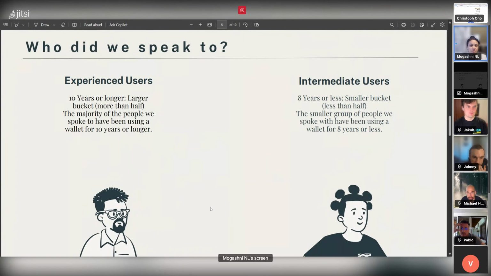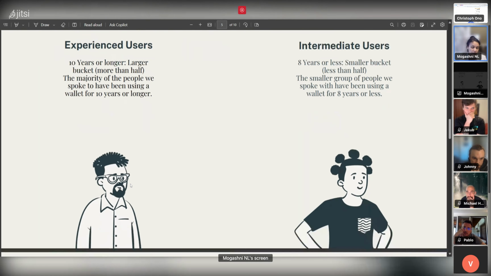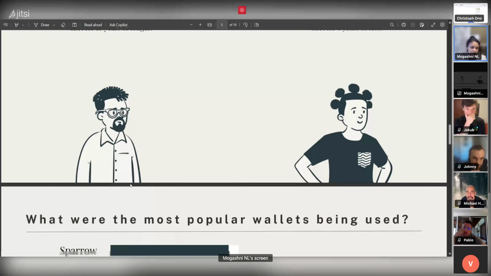What actually came up from speaking to the people is that the people who are currently using Core have been 10 years or longer in the Bitcoin space. So the current users have been in the space for a very long time. And the people who are using it for a shorter period have been in for 8 years or less. So the current user base is very experienced Bitcoiners. At least that is what the people we spoke to said.